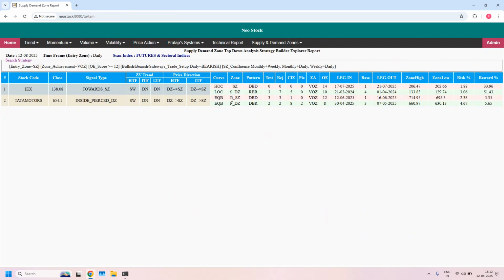In these 2 stocks, these daily supply zones are overlapped with weekly supply zone. Both together again overlapped with monthly supply zone. But monthly trend is sideways. Sideways trend, EMA confluence, we don't verify because it won't give any additional advantage. So this is bearish trade setup for monthly income trade. So we have completed monthly income trade reports. Next, I will generate weekly income trade reports.